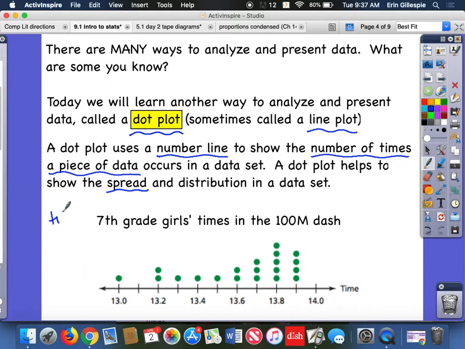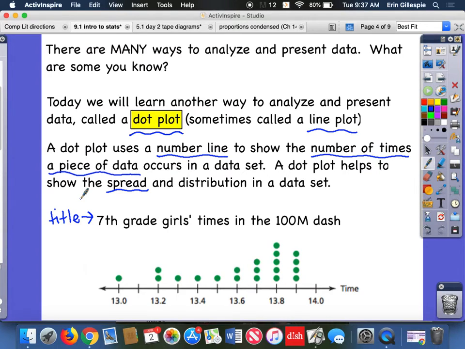So this is an example of a dot plot, totally done. It's got a title here you can see, so that we know what this data is talking about. Just random numbers otherwise isn't very helpful for us. We need a title so that we know what those numbers represent. So these are 7th grade girls' times in the 100-meter dash. You guys know I'm a track coach, so that's something that's interesting to me.